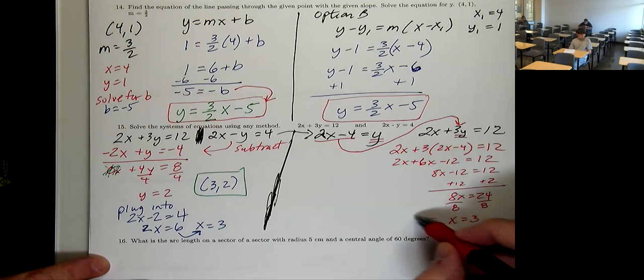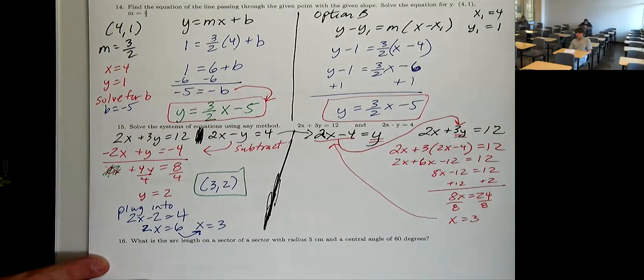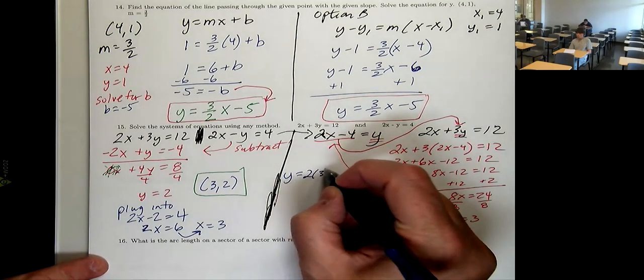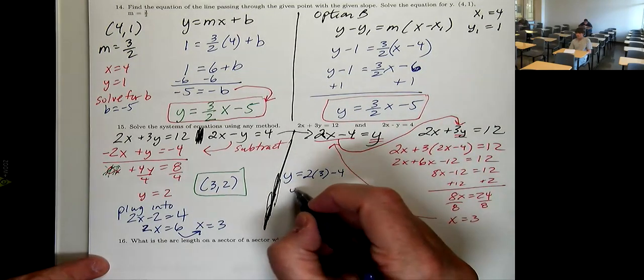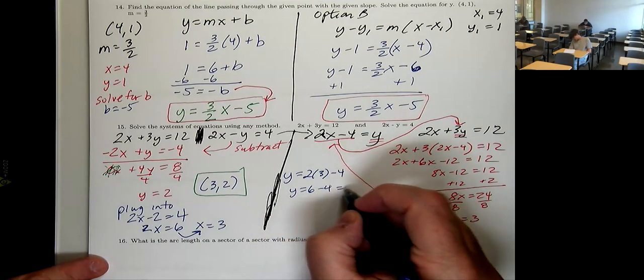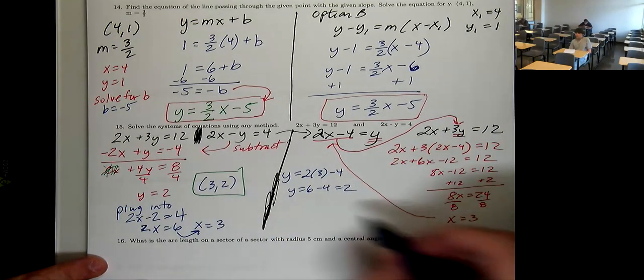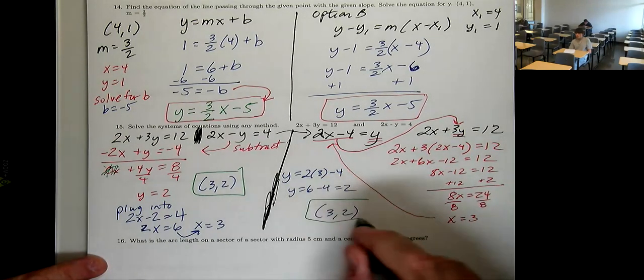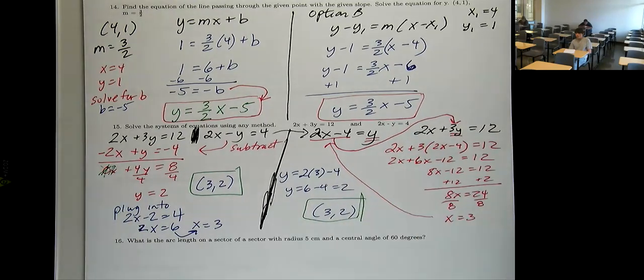And then I take that and put that right back in there. So y equals 2 times 3 minus 4. Y equals 6 minus 4, which is 2. And I still get 3, 2. You can use either method, whichever one you find easier.